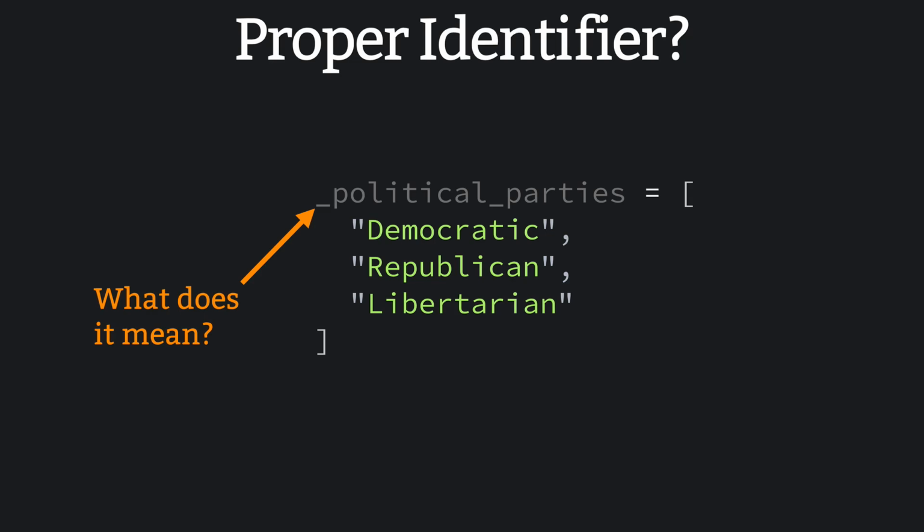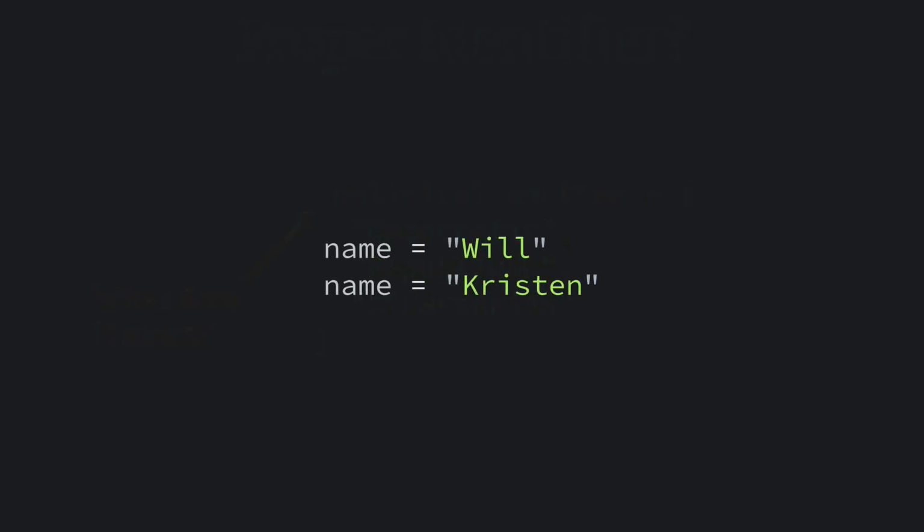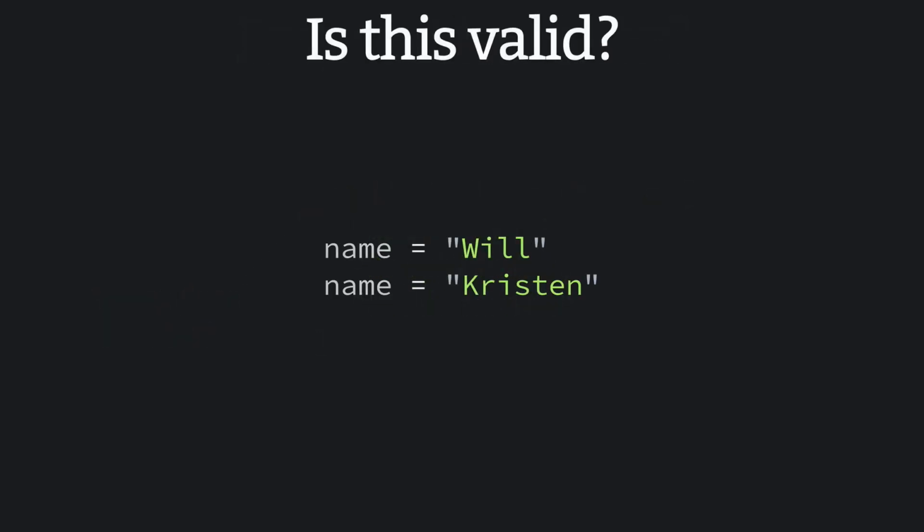I've got a question for you. Do you think this is a valid use of a variable? In other words, do you think I can use this name variable to point to the string will, and then maybe on the next line or a few lines down, I use it again with the string Kristen?